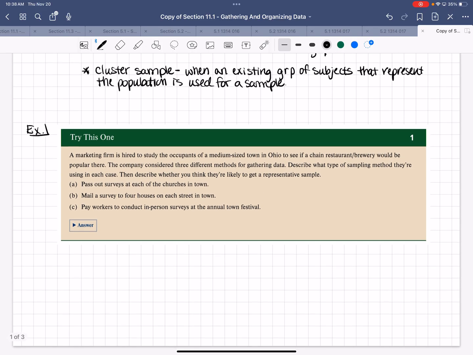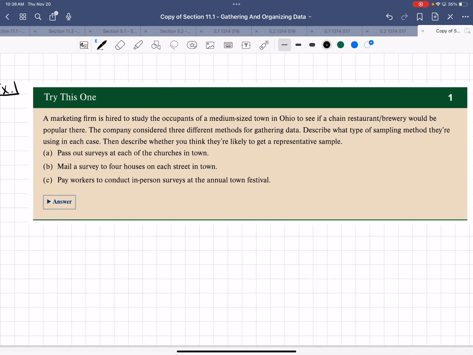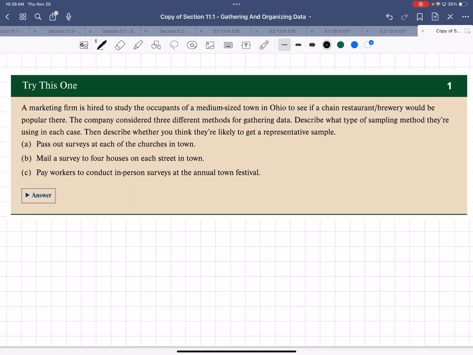So that brings us to example 1, and it says a marketing firm is hired to study the occupants of a medium-sized town in Ohio to see if a chain restaurant/brewery would be popular there. The company considered 3 different methods for gathering data. Describe what type of sampling method they're using in each case. Then describe whether you think they're likely to get a representative sample.